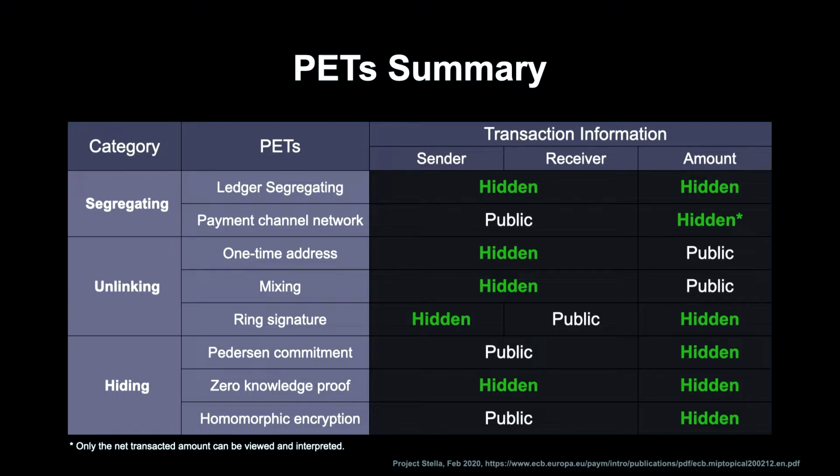This is the summary of PETs. So you can see what kind of information can be hidden for senders, receivers, and amount. There's a difference between the techniques, but you can only hide parts or all. So you don't have to understand everything, but you can just refer to this table so that you can know what can be used from this. Please remember this table.